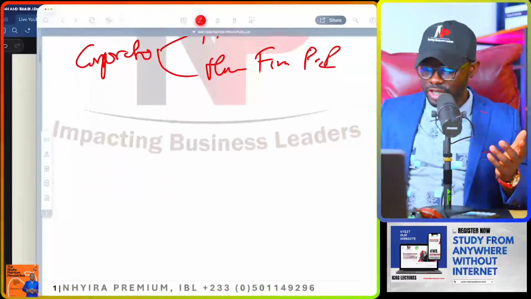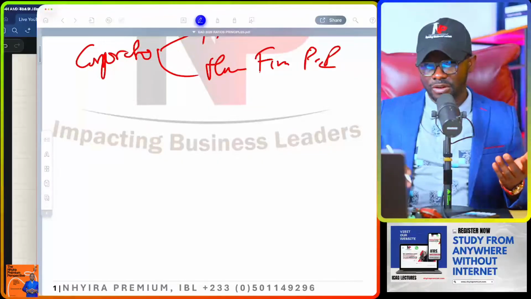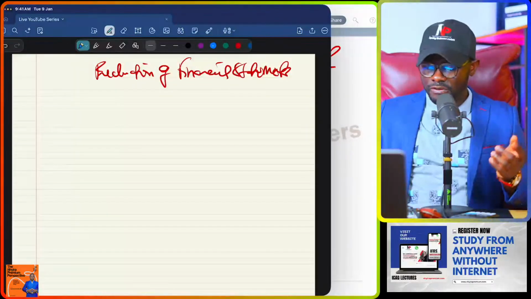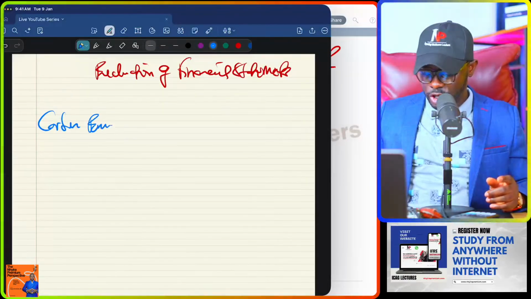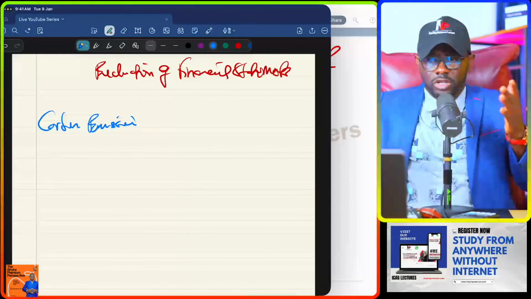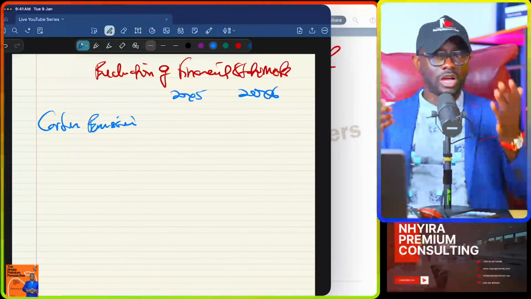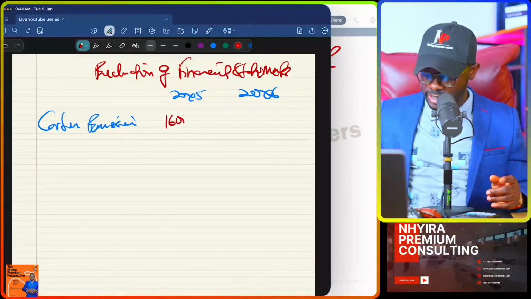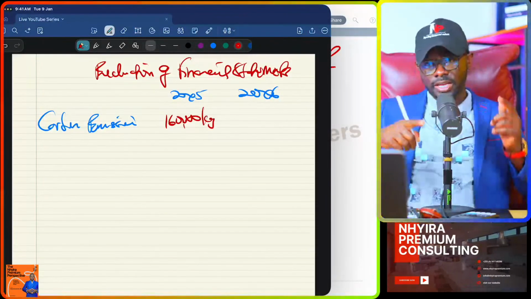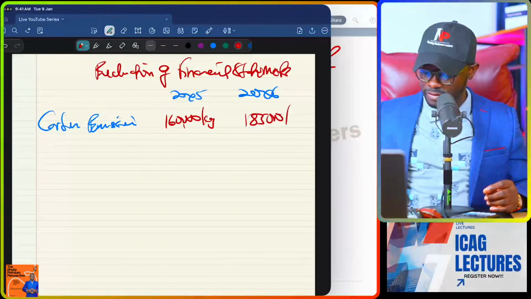And the treatment here is pretty simple. For instance, if we are dealing with environmental issues, we can have a freestyle to say that, hey, carbon emission. So when it comes to carbon emission, we can say that 20x5, 20x6. Last year, the entity did maybe 160,000 kilograms. Then this year, 20x6, which is the current year, the entity is doing 185,000 kilograms.